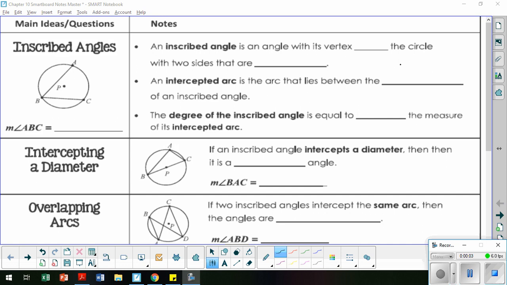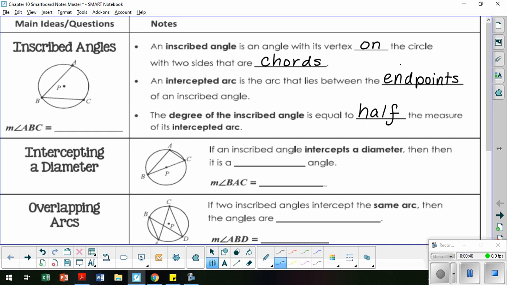An inscribed angle is an angle with its vertex on the circle with two sides that are chords. An intercepted arc is the arc that lies between the endpoints of an inscribed angle. The degree of the inscribed angle is equal to half the measure of its intercepted arc.